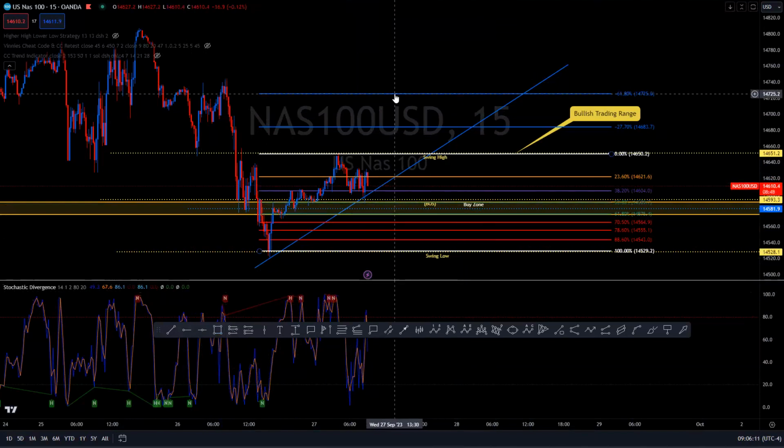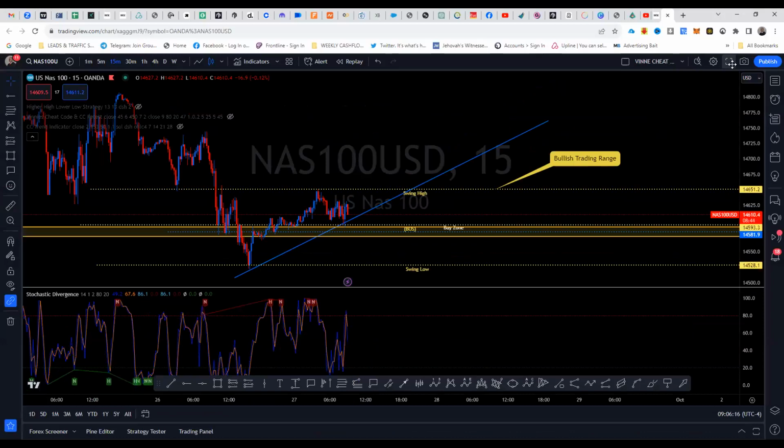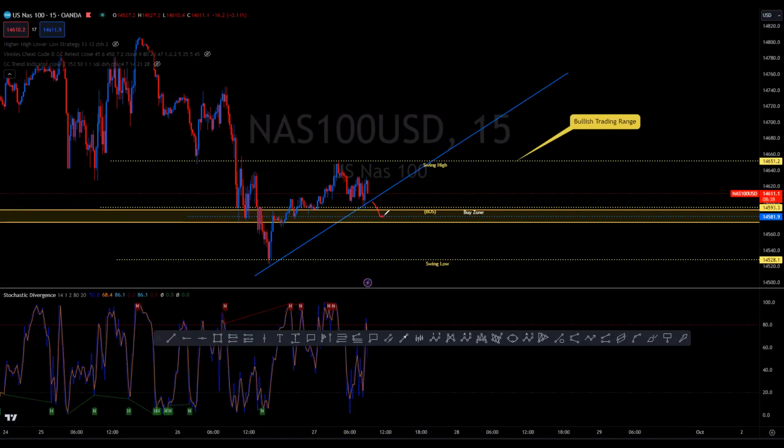So now that we got these drawn, we can remove the Fib. Now when we look at this, we can see that price could come down to this area and retest it and then shoot on up. But if price happens to break this structure, then that could let us know that price is going to start turning bearish. And that's where the CC trend indicator comes into play, to let us know when price is changing direction. So now we have an idea of where price can go.